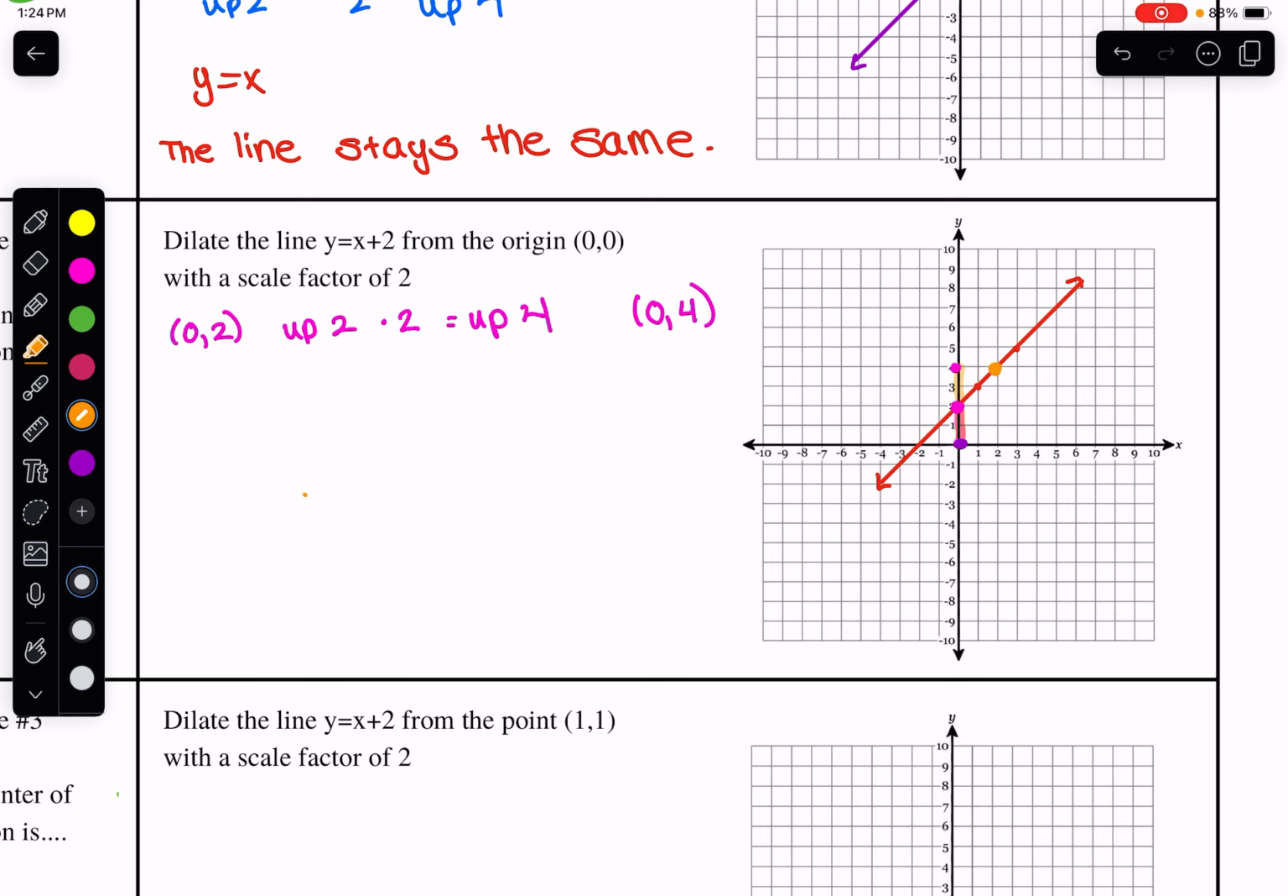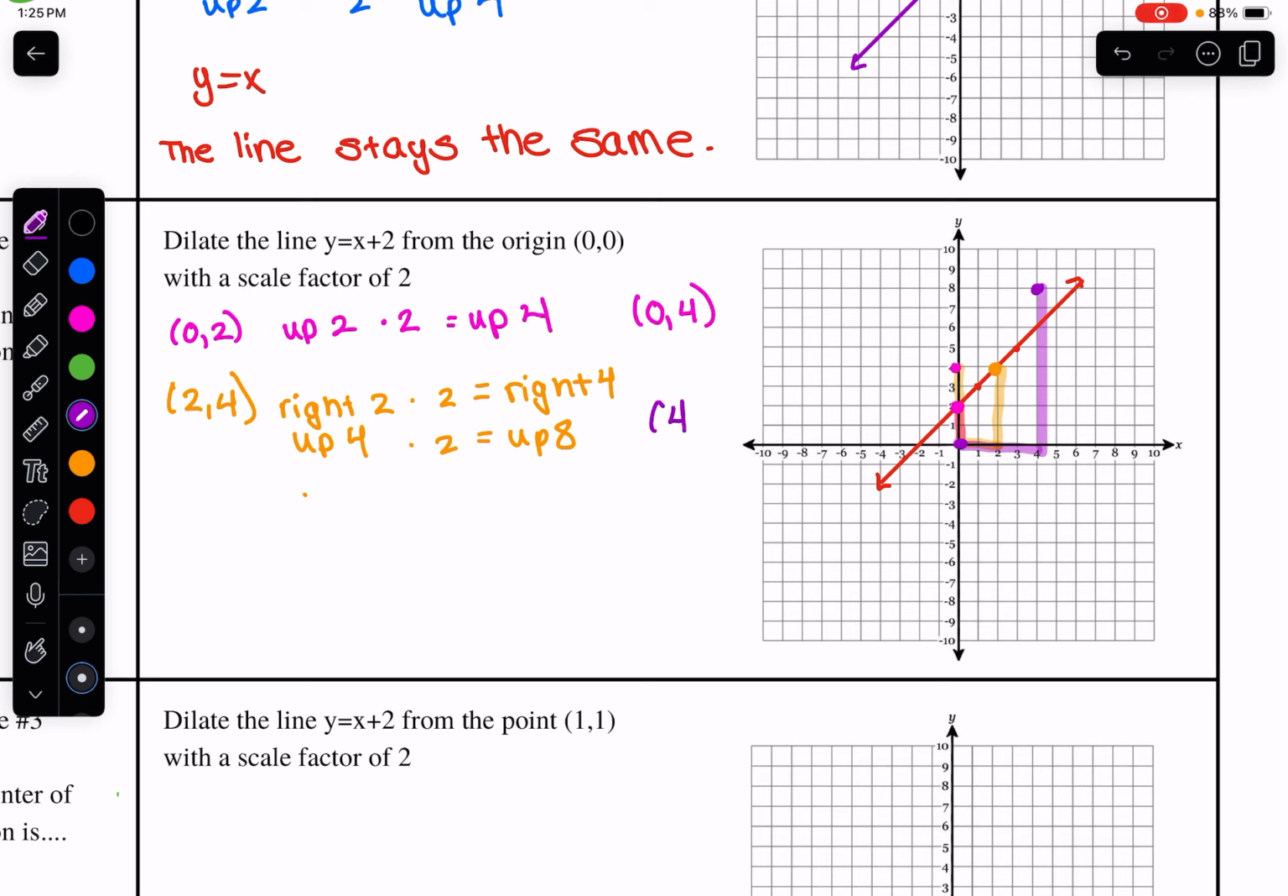Now if I look at my other point that I plotted, right, my original point here is at 2, 4. And my original distance is right 2, up 4, multiply both by the scale factor, and we get right 4, up 8. So again, I'm going to go back to my center, and I'm going to go over 4, and then go up 8 to plot my new point, which is going to be at 4, 8.